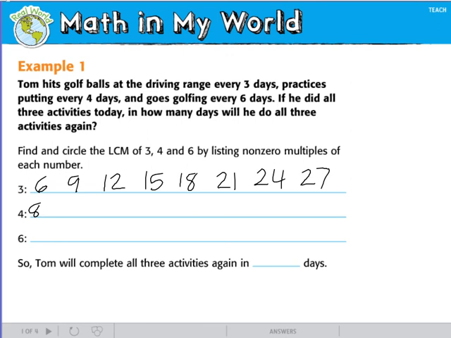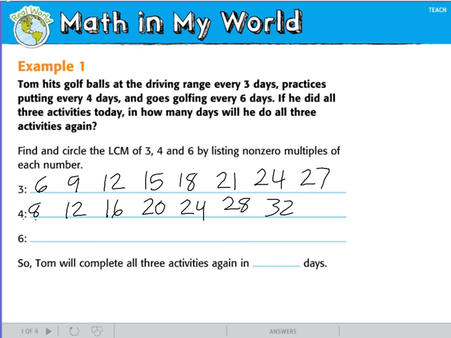So we started with 4 and then we went to 12. 4, 8, 12, 16, 20, 24, 28, 32. Okay, we'll stop.